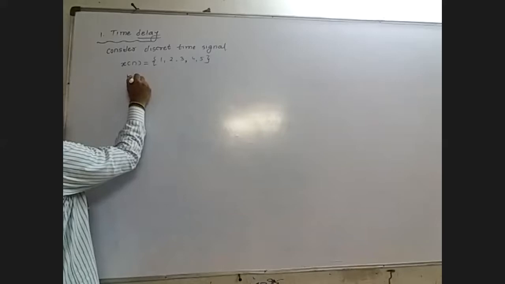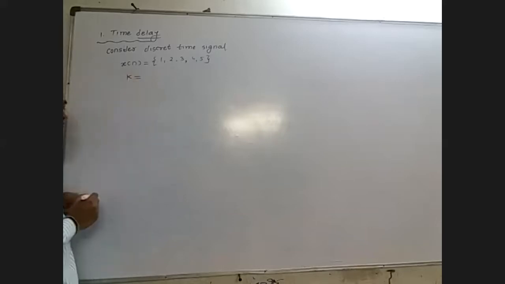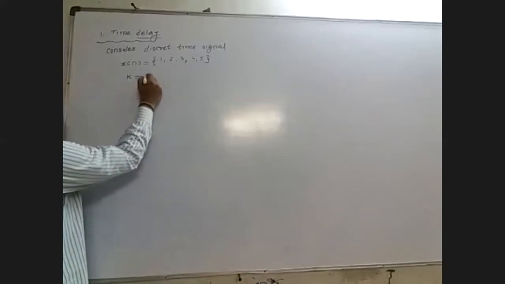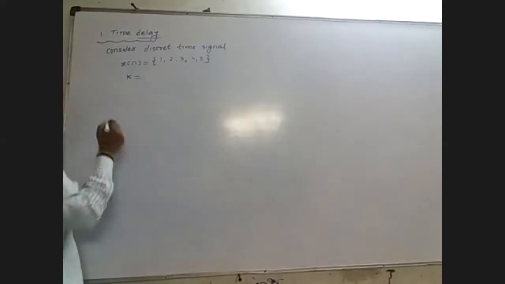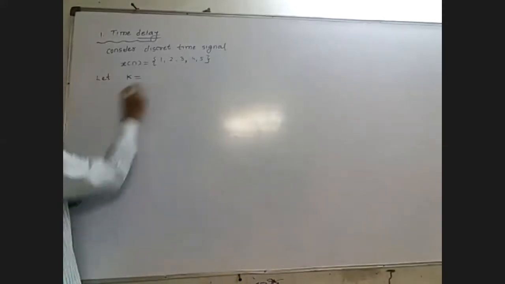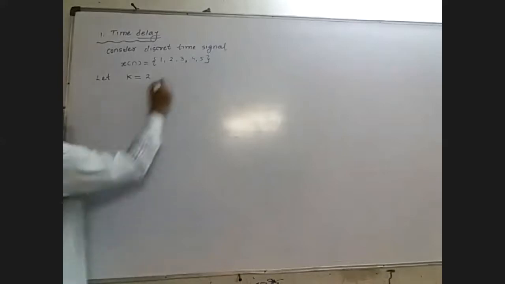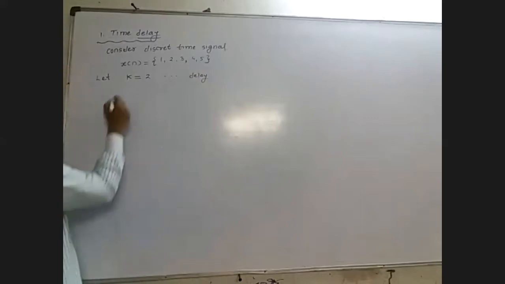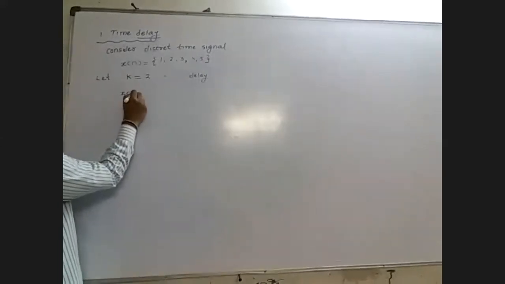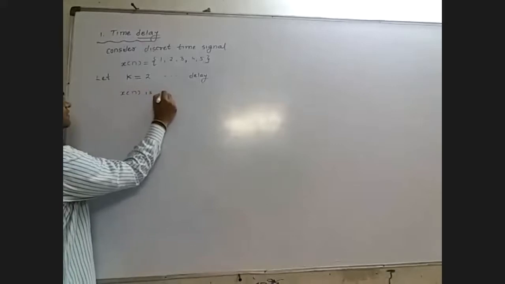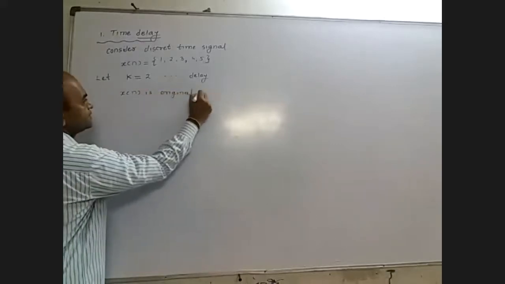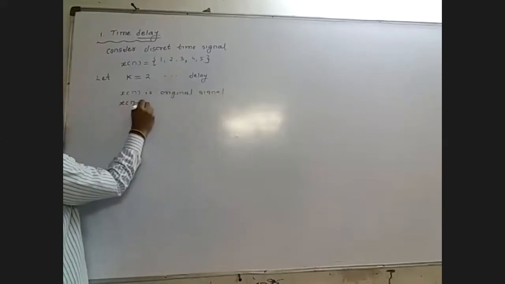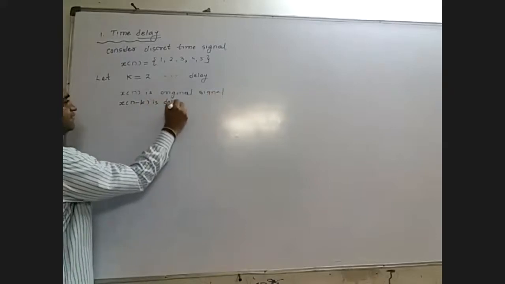Now here we will consider the delay, and that delay value will be defined by k. That value will be assumed by you. Consider, let k is equal to 2. It is nothing but a delay. So we will say x of n is the original signal, and x of n minus k is the delayed signal.